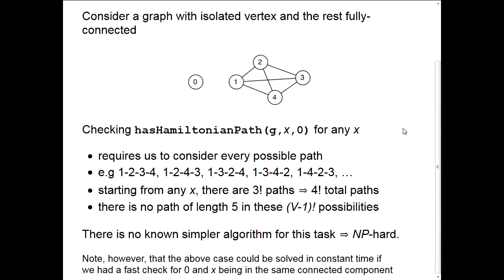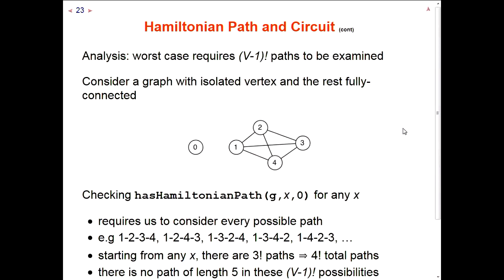Last comment, why is that so complex and why is that so difficult? The problem is, in the worst case, you have to consider all possible paths, and there are factorial v minus 1 paths to be examined.